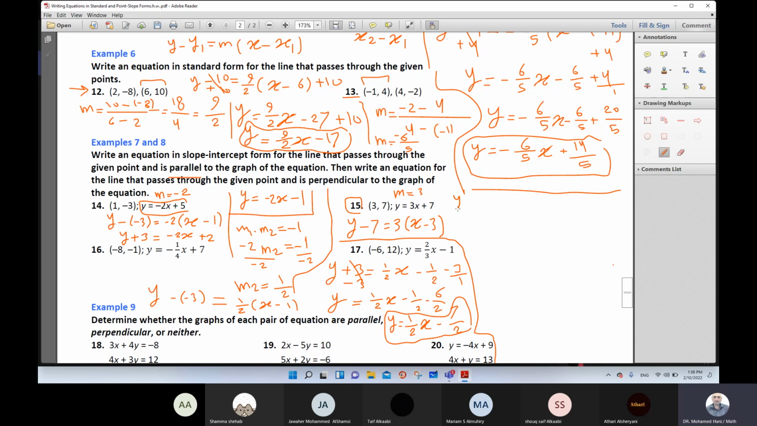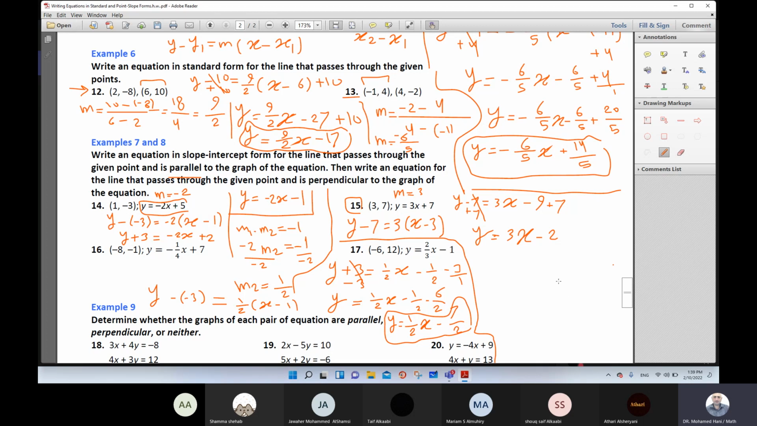So y minus 7 equals 3 times x, 3x, and 3 times minus 3 will be minus 9. We want to remove the negative 7 here, so you can add 7 to the two sides. So here will be 0. So y equals 3x minus 2. This is the equation of the line parallel to the first line here.